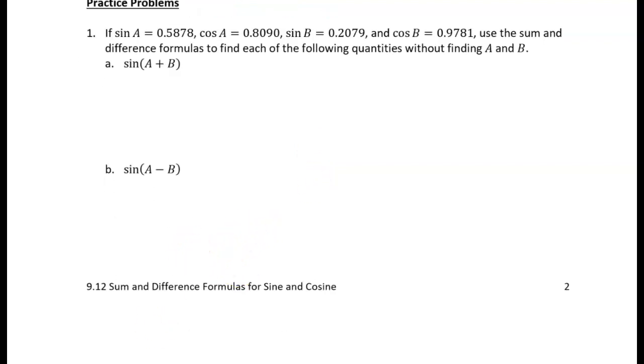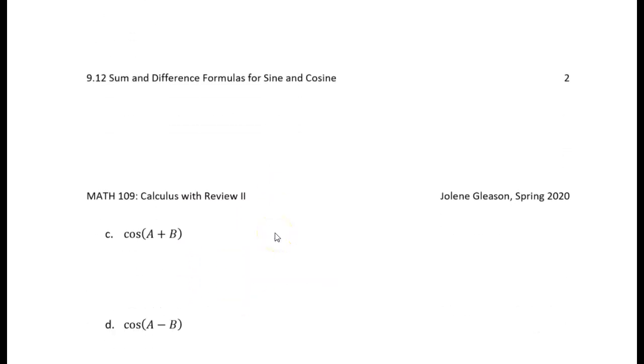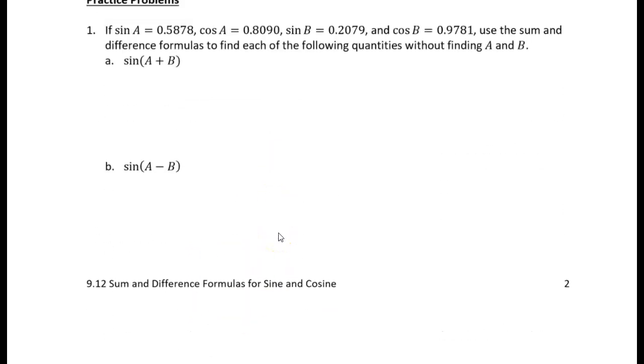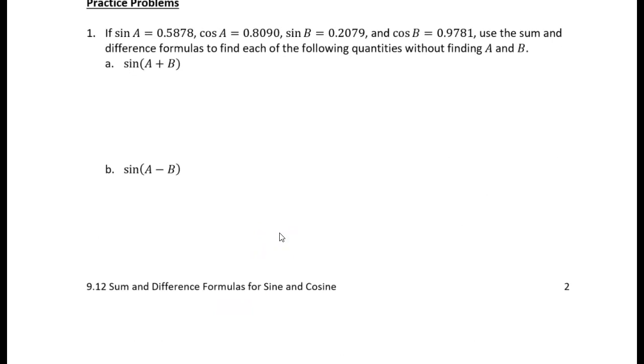All right, so let's take a look at this first one. We're given the values of sine and cosine for angle A, and we're given the sine and cosine for angle B, and we're just asked to find the sine of the sum, the sine of the difference, and then down here we're asked to find the cosine of the sum and the cosine of the difference. So this is just straightforward application of the formula.